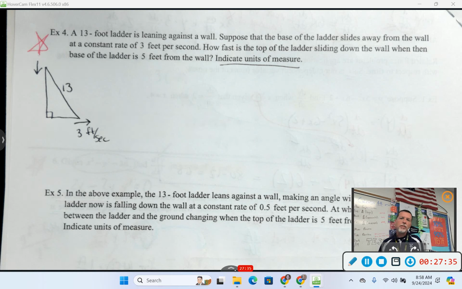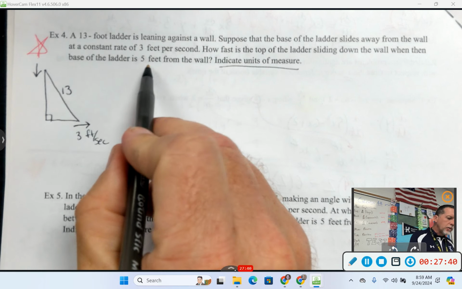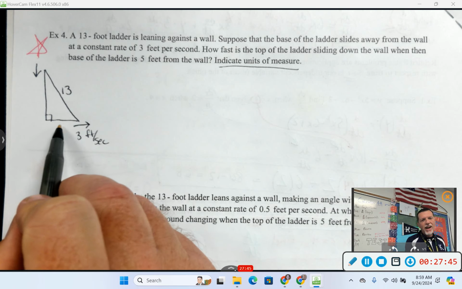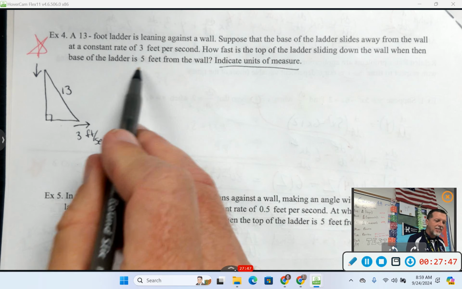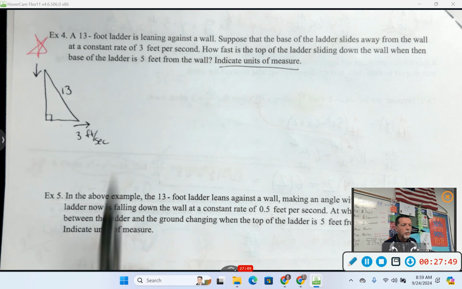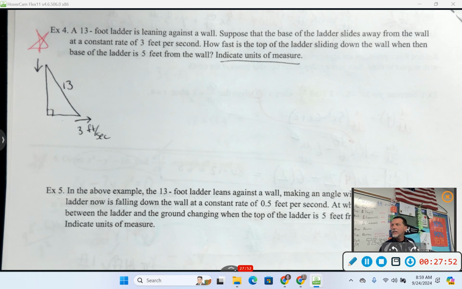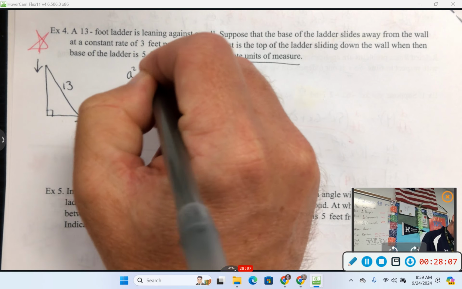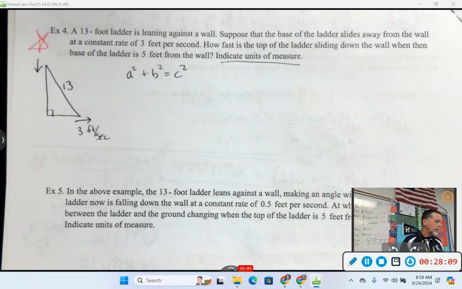How fast is the top of the ladder sliding down the wall when the base of the ladder is 5 feet from the wall? I don't really want to label this as 5 because that's changing. So I don't want to put a 5 on there because that's not a constant, that's a variable. We want to know it when it's 5, but it's not always 5. Okay. Anybody know an equation that relates the three sides of a right triangle? Yep, Pythagorean theorem. a squared plus b squared equals c squared.